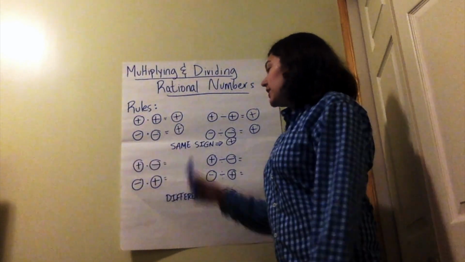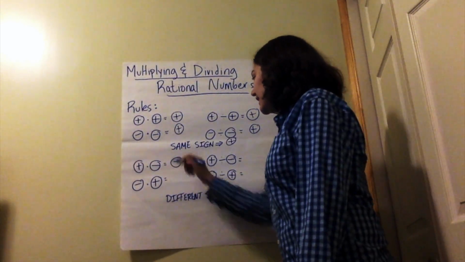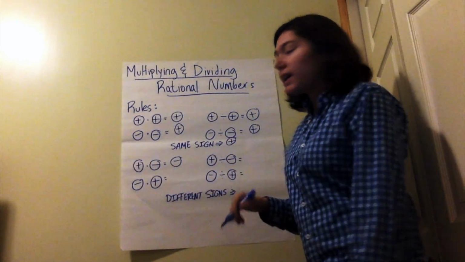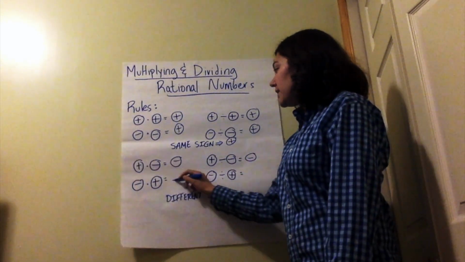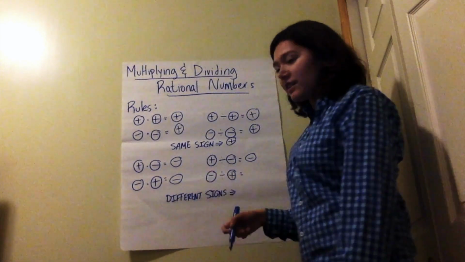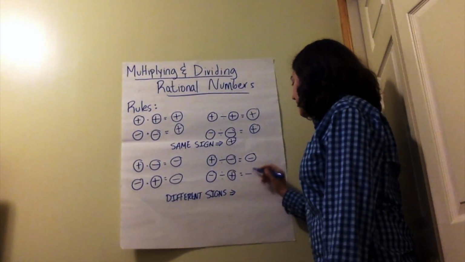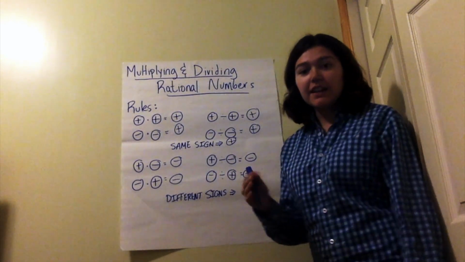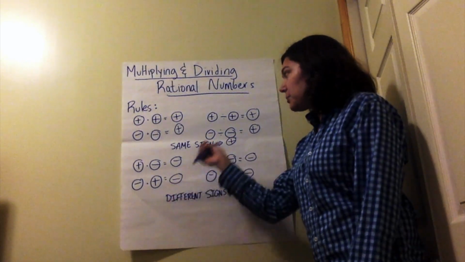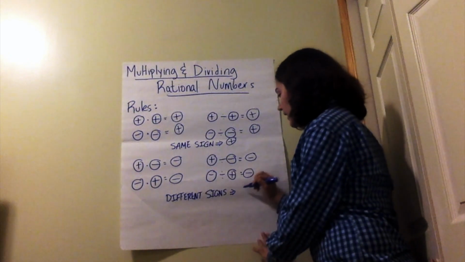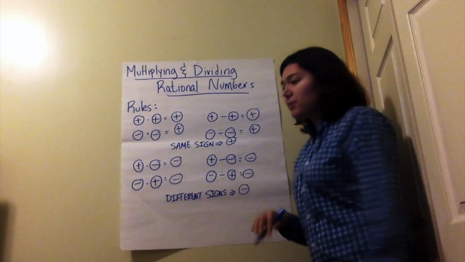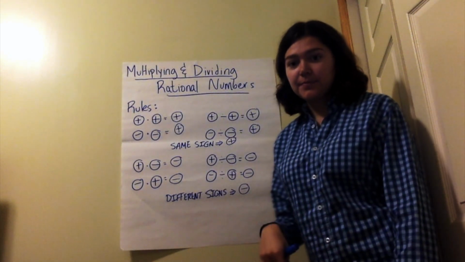Then we have a positive times a negative. That's going to give us a negative. Positive divided by a negative, also going to give us a negative. Negative times a positive, that's going to be negative. And negative divided by positive, that's going to be negative. So again, the other key rule is that when we're multiplying and dividing and we have different signs, we're always going to get a negative answer. Absolutely need to know that.